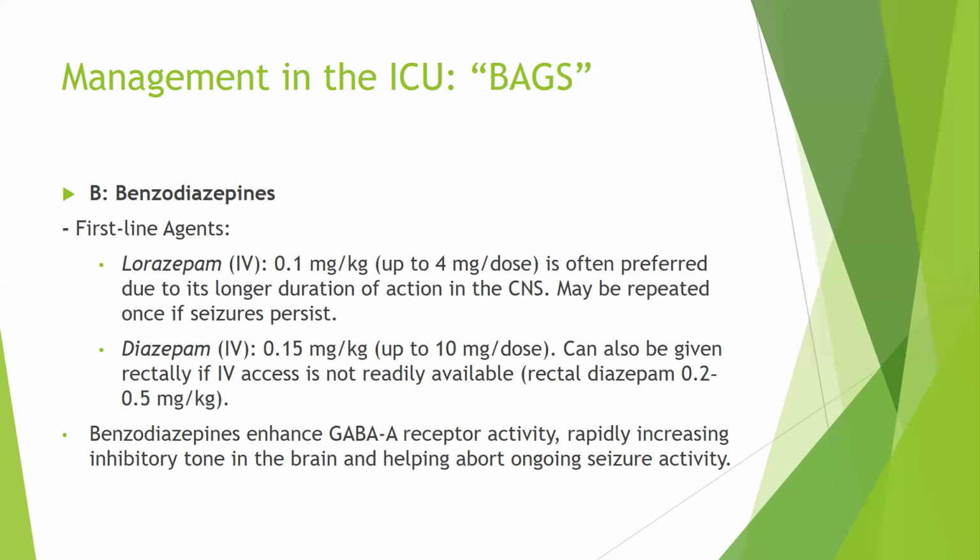So lorazepam at a dose of 0.1 milligram per kg, you can go as high as 4 milligram per dose, is the preferred agent. Why? Because it has a longer duration of action in the CNS and may be repeated once if seizures persist. The advantage of diazepam is that it can be given per rectal, especially if the IV access is not readily available, and you can give 0.2 to 0.5 milligram per kg per rectal. And diazepam works by enhancing the GABA-A receptor activity, rapidly increasing inhibitory tone in the brain and helping to abort ongoing seizure activity. So the first line agent is benzodiazepine, and that is what the bag represents. Put the patient in a bag, benzodiazepine.